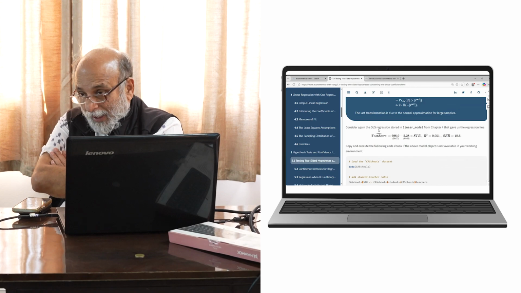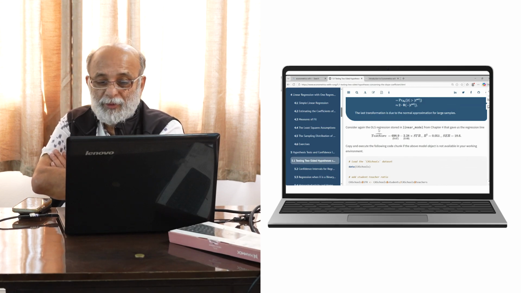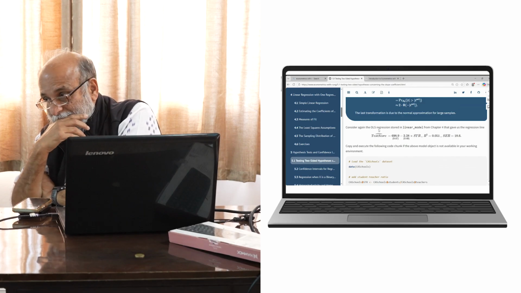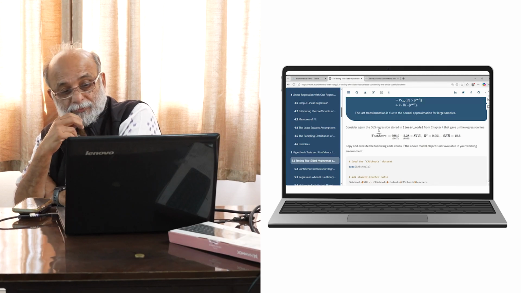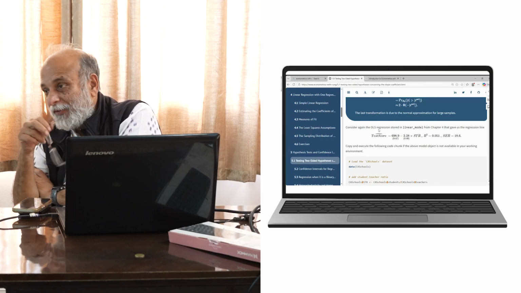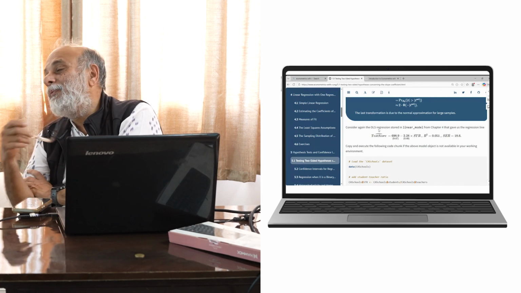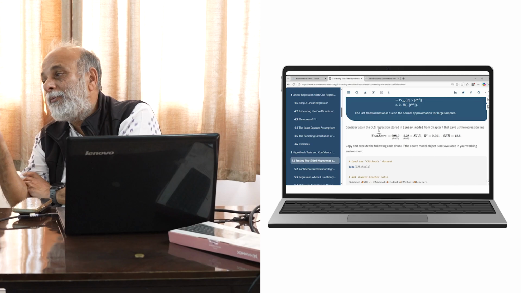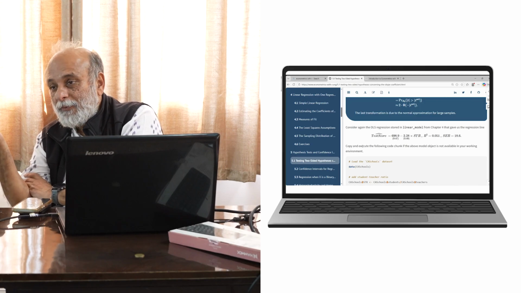And if you run summary of the model, see what you get. What you get is the R square, 0.051. So what does it mean? Only 5% of the variation in the test score is explained by the student-teacher ratio.